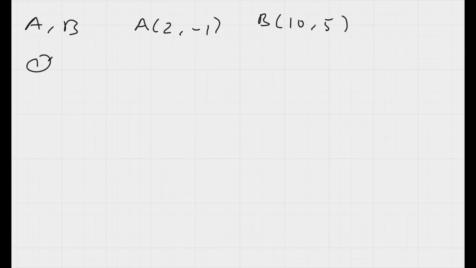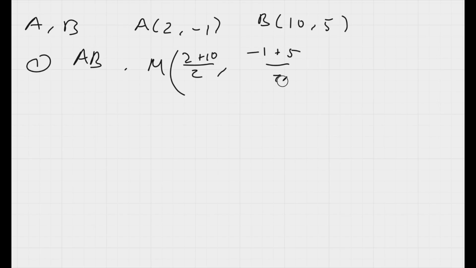Right, let's get on. Step 1, find the midpoint of AB. Midpoint will be 2 plus 10 divided by 2, and for the y, -1 plus 5 divided by 2, which gives 6, and would you look at that, 2. So now we have that point here, (6, 2).